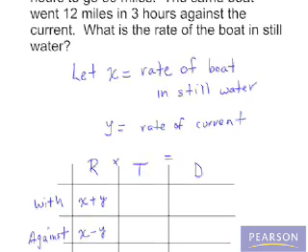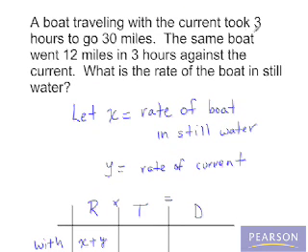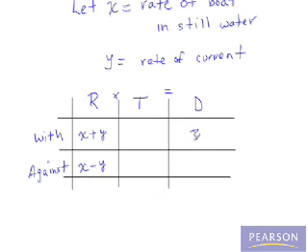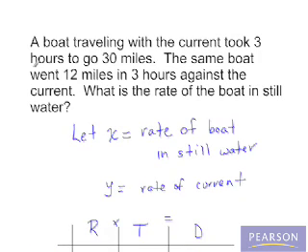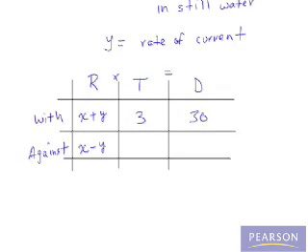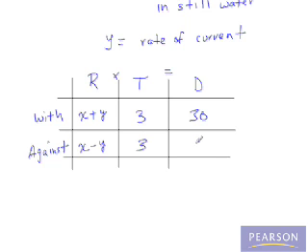We know that traveling with the current, we went 30 miles in 3 hours. With the current, 30 miles, 3 hours. And traveling against the current, 12 miles in 3 hours. So time, 3 hours, but we only traveled 12 miles.